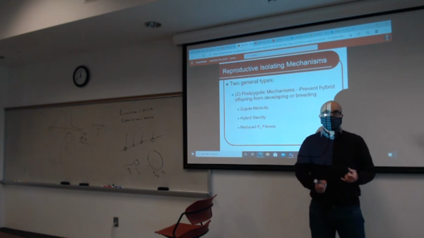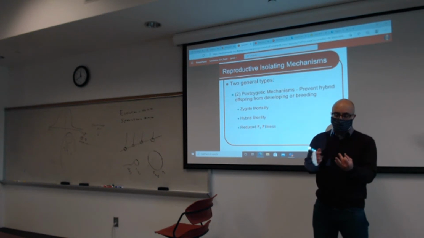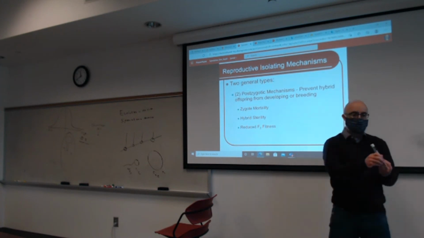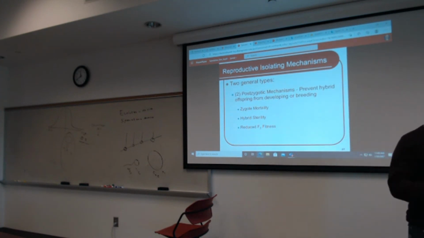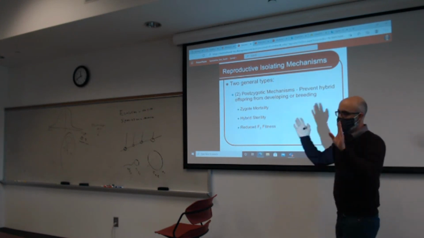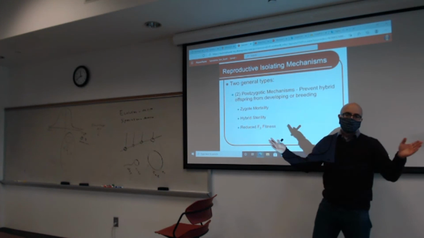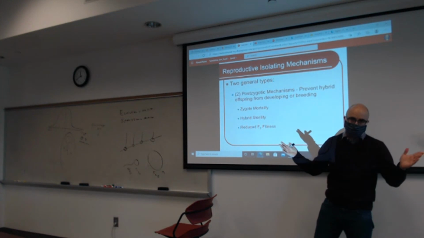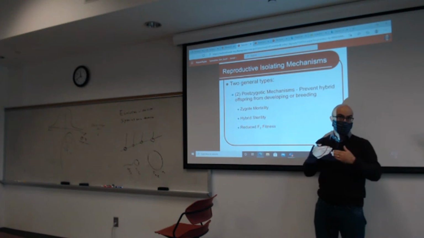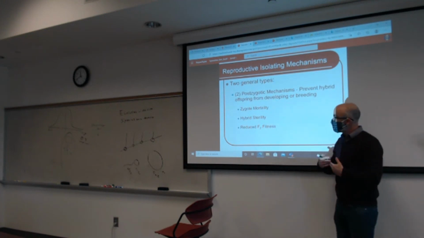Now, breeding at different times, breeding in different habitats, using different mating behaviors, those will prevent mating from happening and therefore keep species separate from each other. Sometimes these things break down, right? You find yourself in the right habitat at the right time and mistakes are made. Two species will hybridize, right?